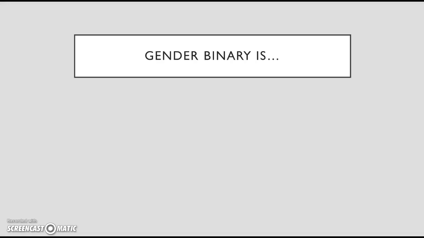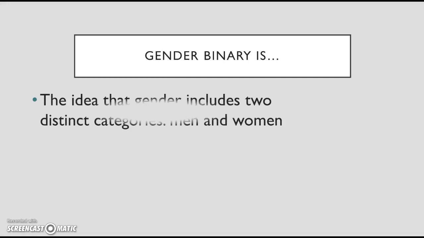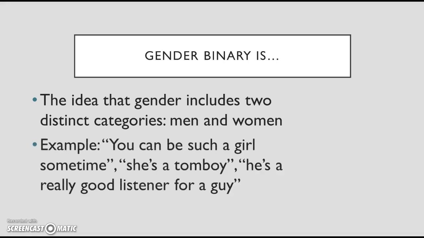Another way that gender is socially constructed is through an ideology. Every great concept needs an ideology attached to it, which is a set of beliefs about that concept. So gender has an ideology, and that ideology, the dominant ideology in our society, is the gender binary. The gender binary is this idea that gender only includes two distinct categories. There's men and then there's women.